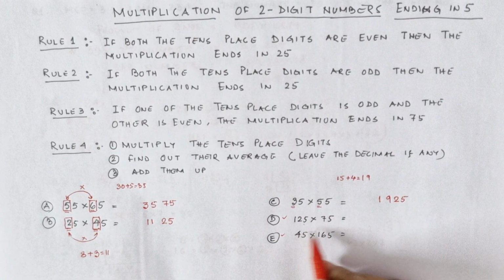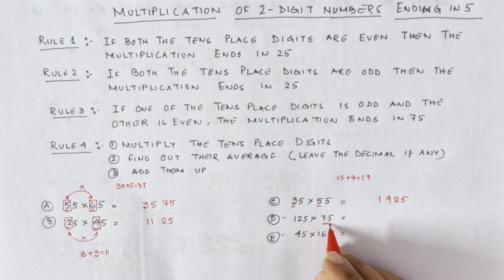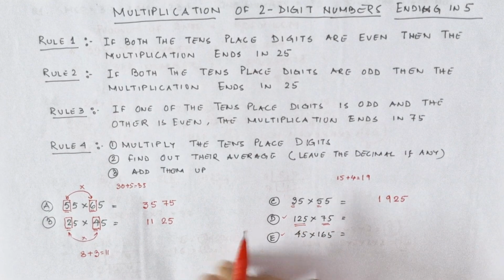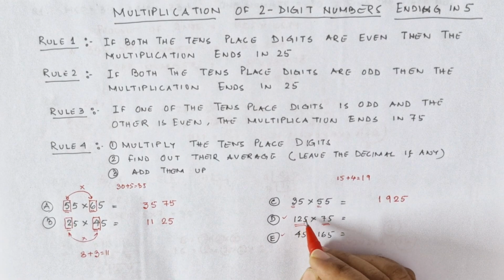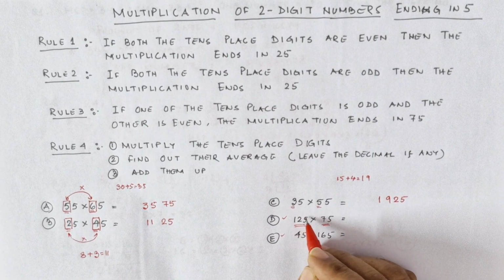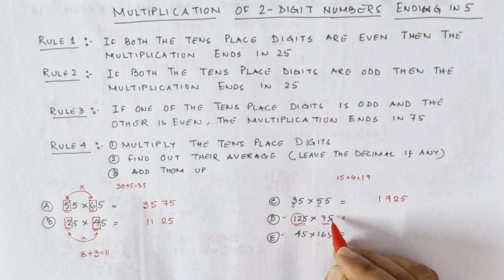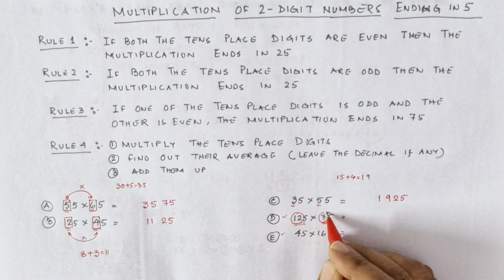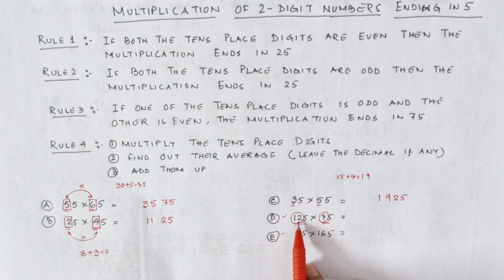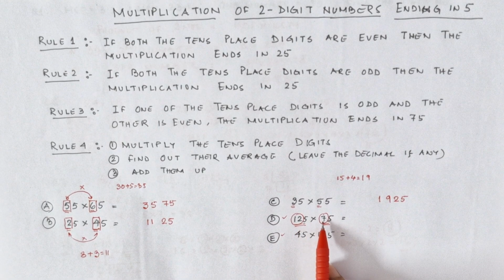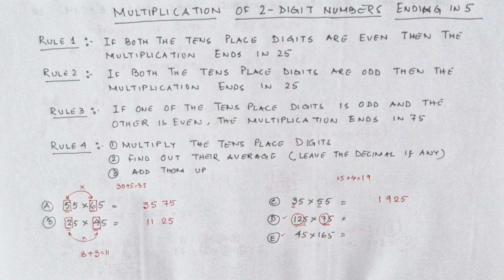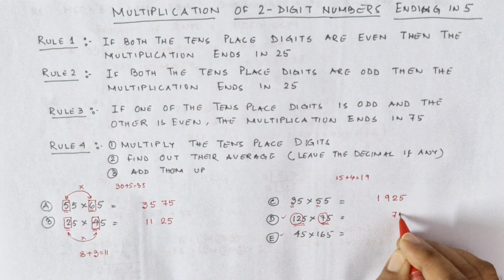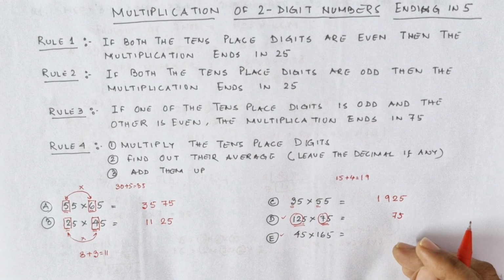So let's come to this situation. This is a 2-digit number, right? While this is a 3-digit number. Can we apply this rule? Let's see. Yes, we can apply. Here, in front of the 5 in the ones place, there is 12, and in front of the 5 in the second number, there is 7, right? One of them is even and the other is odd. We have seen that if one of the tens place digits is odd and the other is even, then the multiplication ends in 75. So we'll go ahead and write 75.